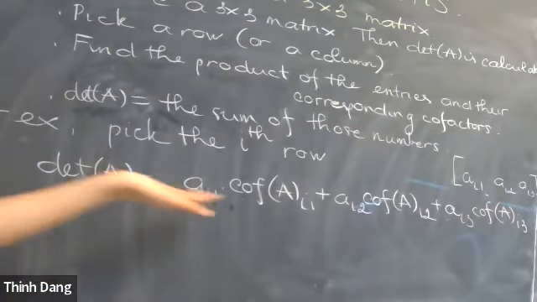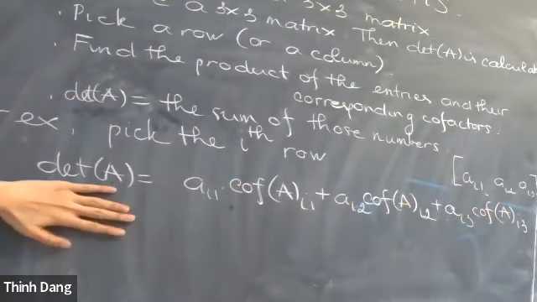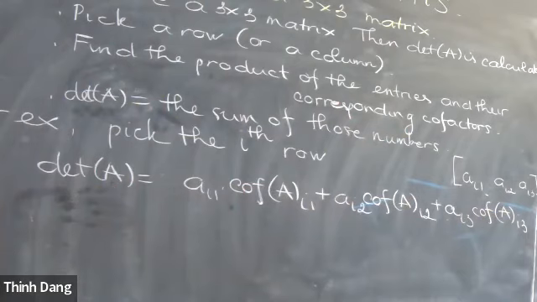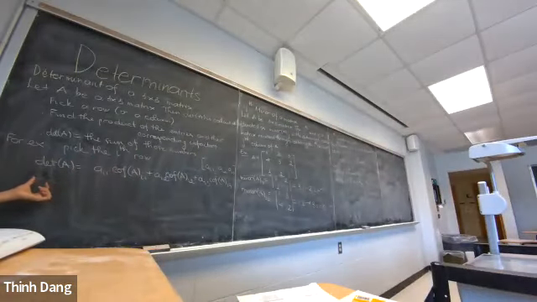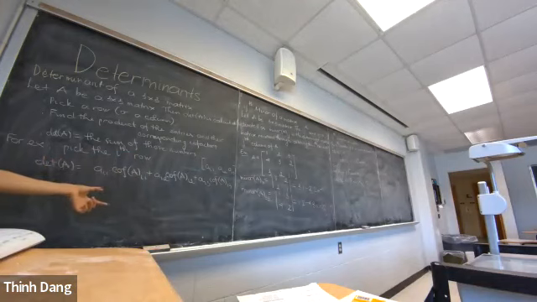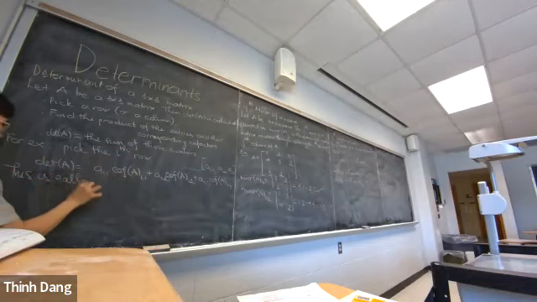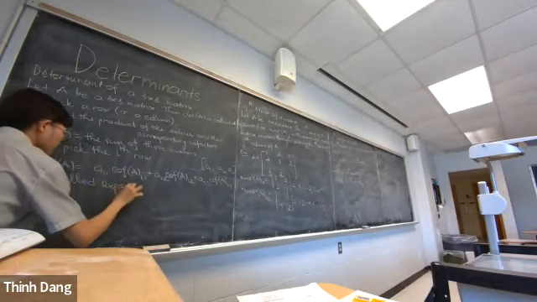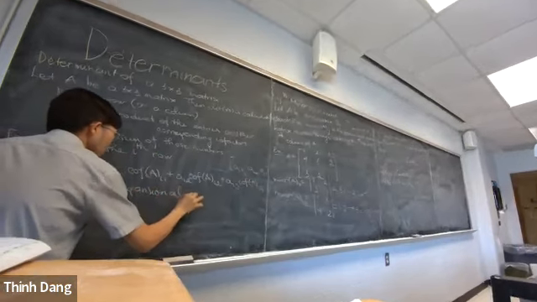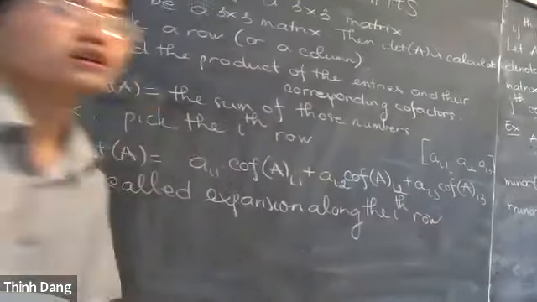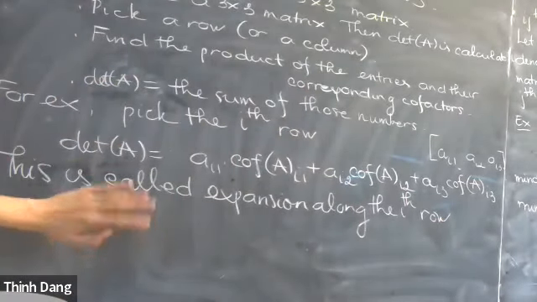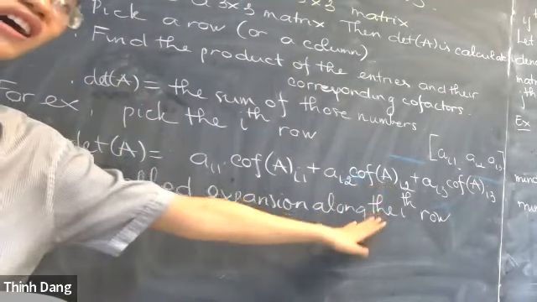Right? And then I take the sum of all of those products, and that will be the determinant of A. Okay, so because in this case I am picking the i-th row, this formula is called the expansion along the i-th row. If we choose a column, then the formula will be called expansion along the i-th column.